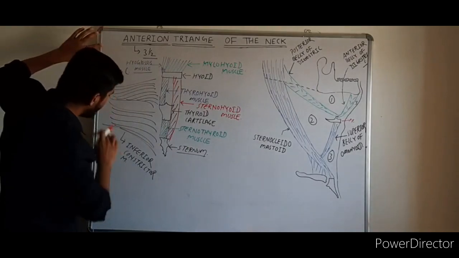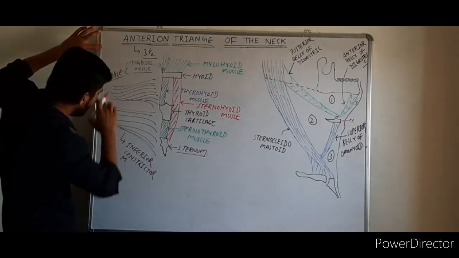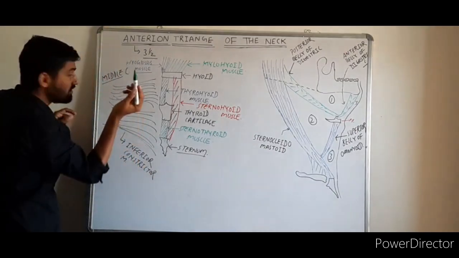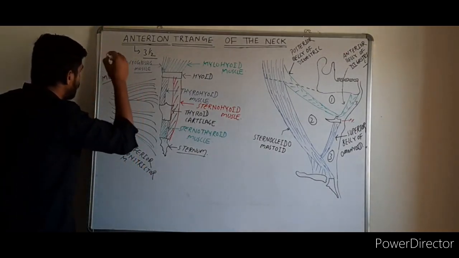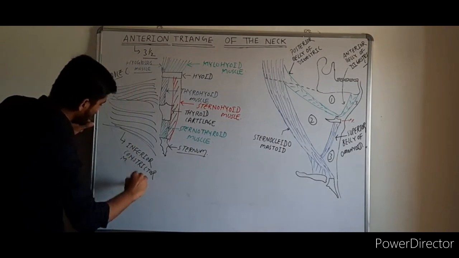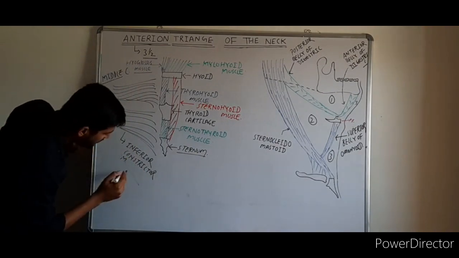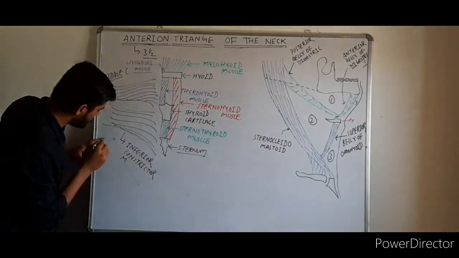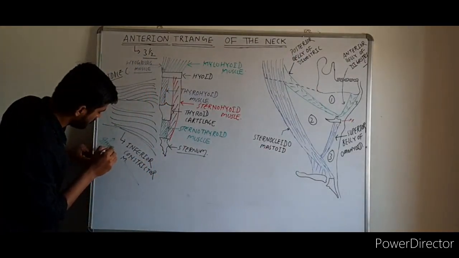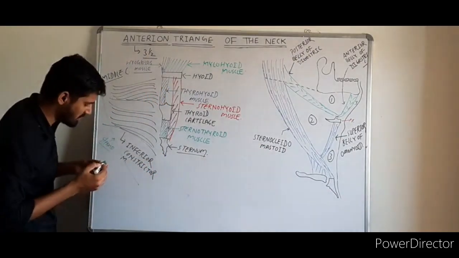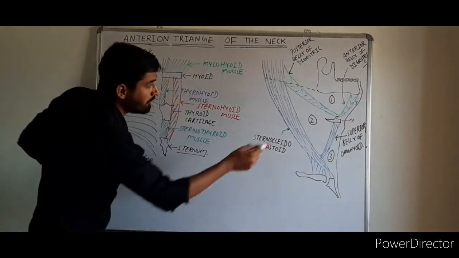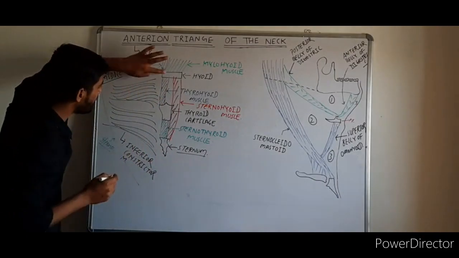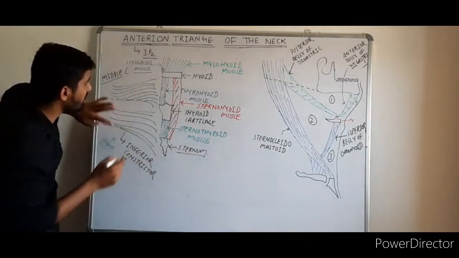The sternocleidomastoid is somewhat from here. I am drawing with this color. Just suppose that this line is the sternocleidomastoid muscle. Now I am showing you the superior belly of the omohyoid, from here to somewhere here, right?